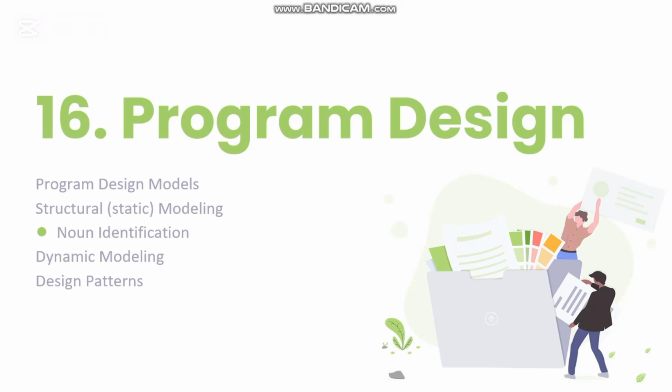So then we have program design, which basically includes program design models. Then we will have structural static modeling. Static modeling basically includes viewing the code only, without running it. Here we see the classes, and here we have noun identification. Then we have dynamic modeling, which basically includes the running of the program, and we see different terms, which we will see also in the next lectures.